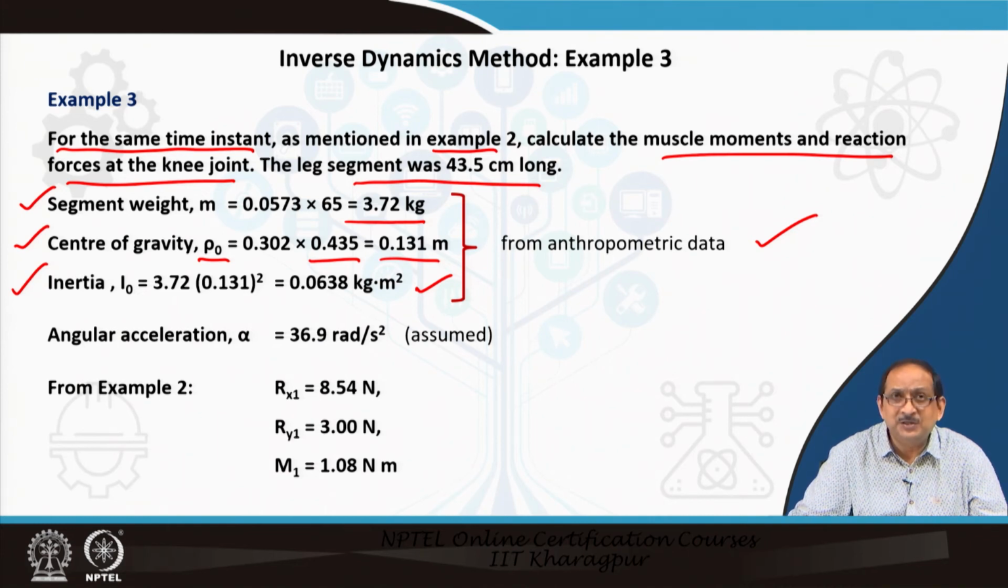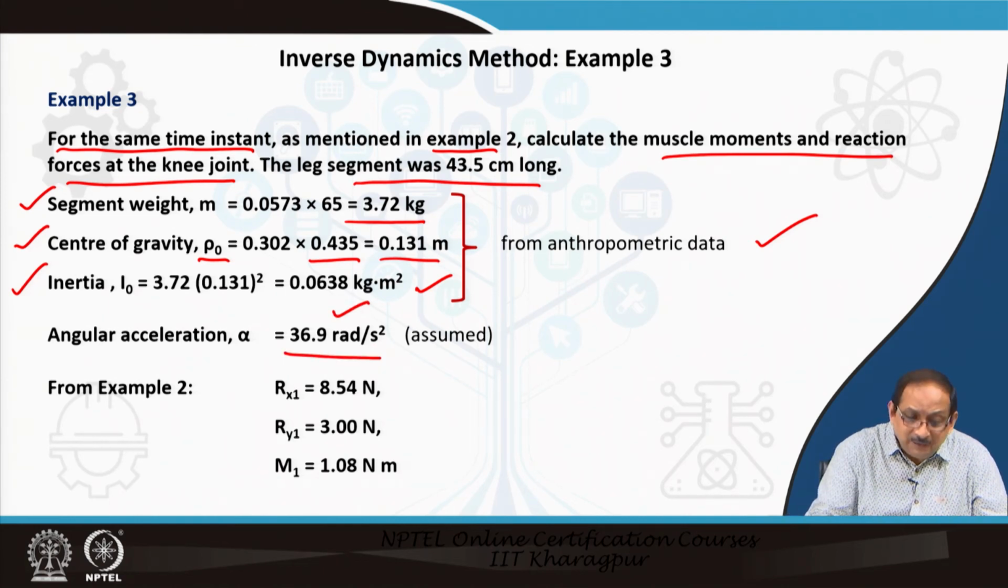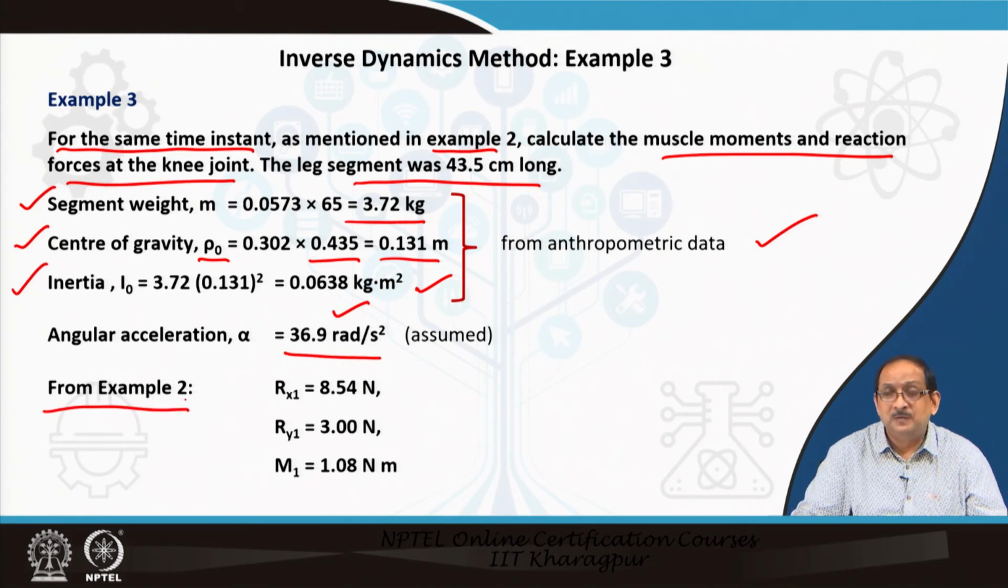The angular acceleration alpha is assumed to be 36.9 radians per second square, and from example 2, we will use the magnitude of the ankle joint reaction forces and moment: Rx1 equal to 8.54 Newton, Ry1 3 Newton, and M1 as 1.08 Newton meter.